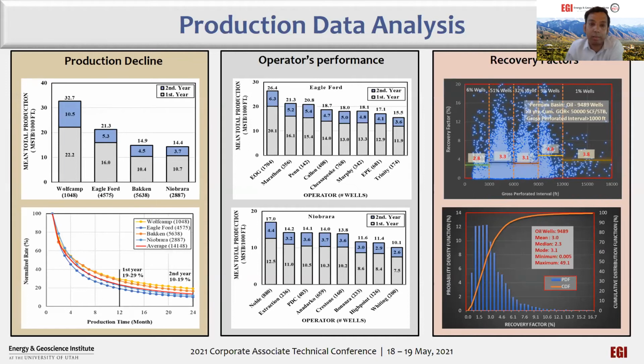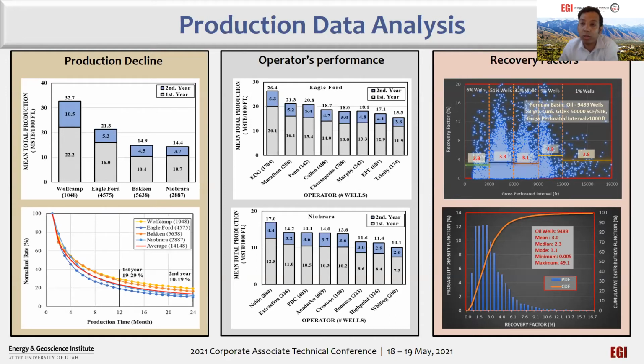And in the middle figure, we have analyzed the operators' performance. In the top figure, in the Eagle Ford, you can see that EOG and Marathon are better than other operators. And in the bottom one, in the Niobrara, Noble Energy and Extraction are better than other operators in terms of the first year and second year cumulative productions.